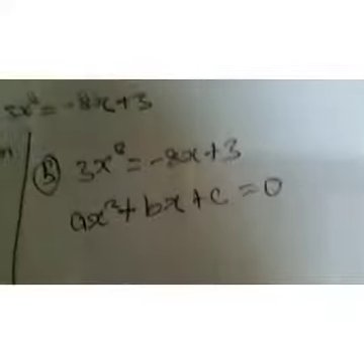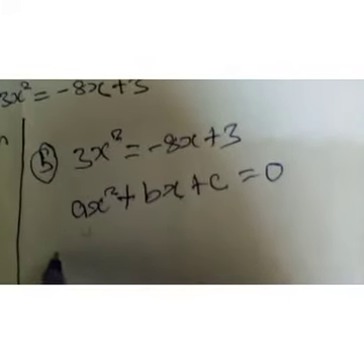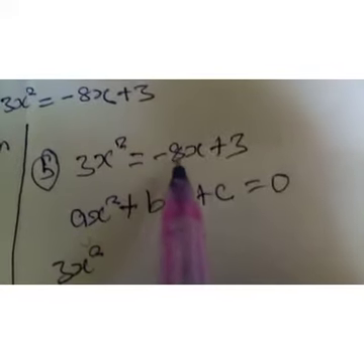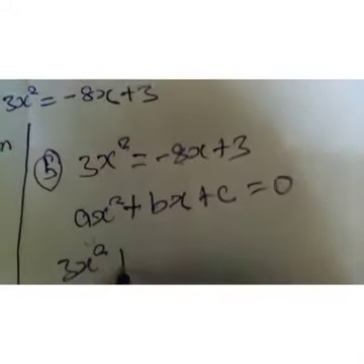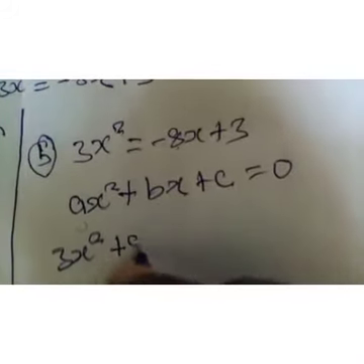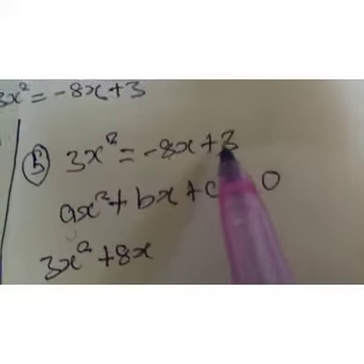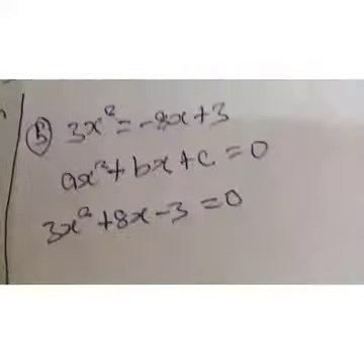So here now we rearrange this and we have 3x squared. You bring this negative 8x to this side, it changes to positive, so it will be positive 8x, and we take this positive 3 to the other side, it will become negative 3, which is equal to 0. Now it becomes a quadratic equation.